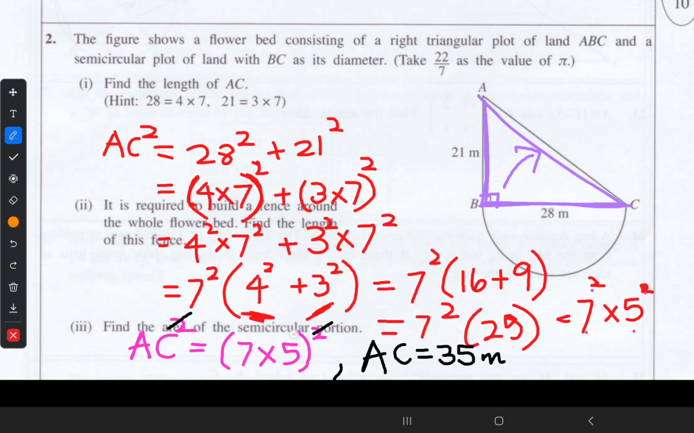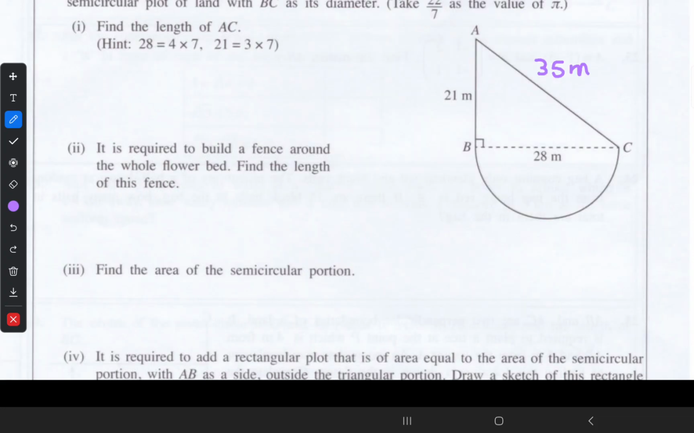7 times 5, it's whole square. Then finally, both has square. Think without the index. AC equals 35 meters. This is the way you have to find the AC length. Here they indicated the hint, so you should use this method to find your answer. AC is equal to 35 meters.